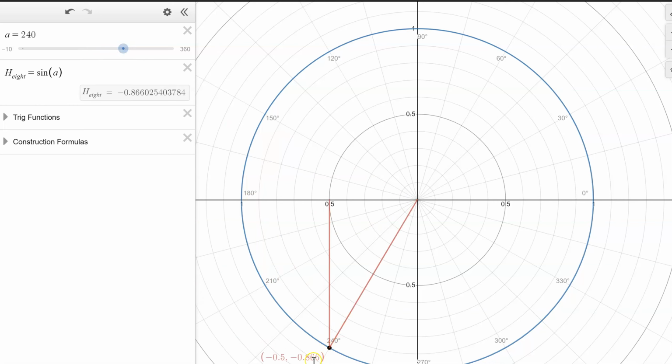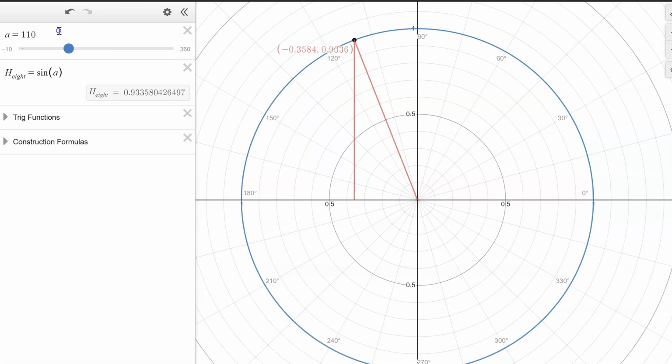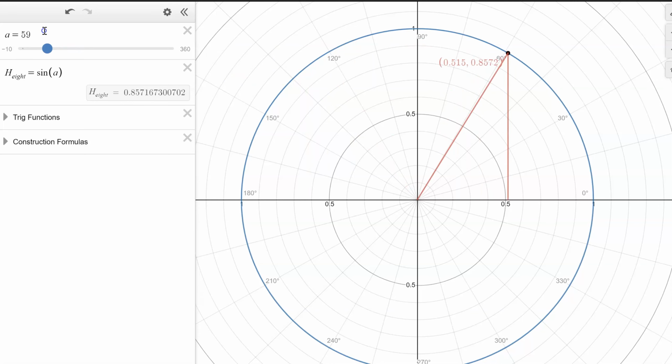So at 240, our sine is the negative square root of 3 over 2. That's the 0.8666 right here. So you can go through the entire circle, all of our angles, and find every single value of sine and cosine just by rotating it. So right there, that's 59 degrees. Our sine is 0.8572 and cosine 0.515.